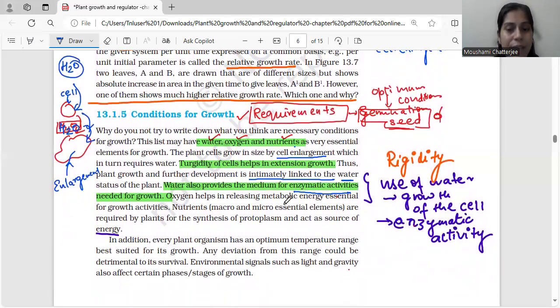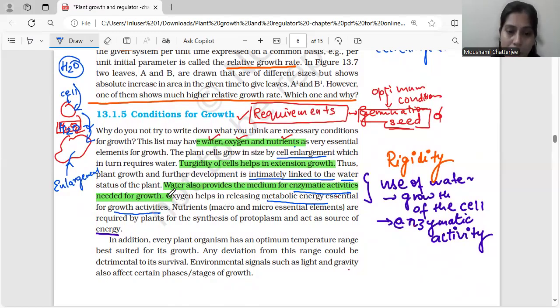Oxygen helps in releasing metabolic energy. Okay. So oxygen is also used in releasing metabolic energy, which you can see during photosynthesis as well, how oxygen is utilized, how the CO2 will be utilized and how the oxygen is going to get liberated. Okay, so oxygen helps in releasing metabolic energy essential for the growth activity.